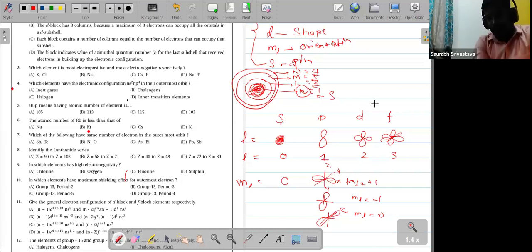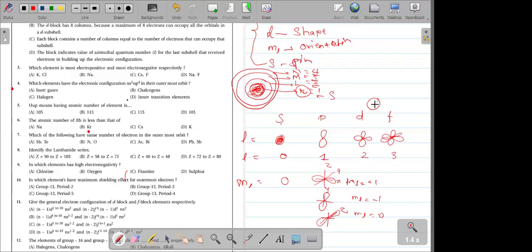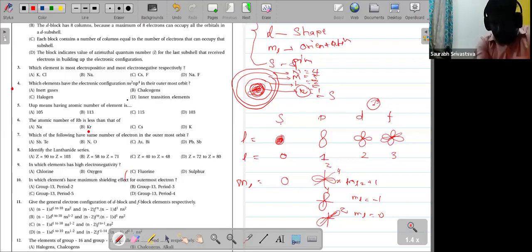In the first shell, the electron will revolve in a circular movement. In the particular region only electrons will be there. How many electrons are there? Only 2 electrons are there. So this particular region we are calling a K shell. That means one region, K shell. In that K shell, 2 electrons will be there. Those electrons will be located in the one subshell. That subshell name is called the S subshell. So K shell means n equal to 1.